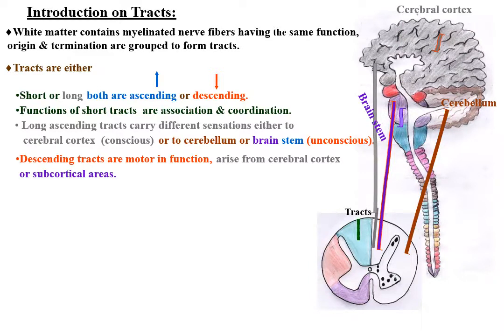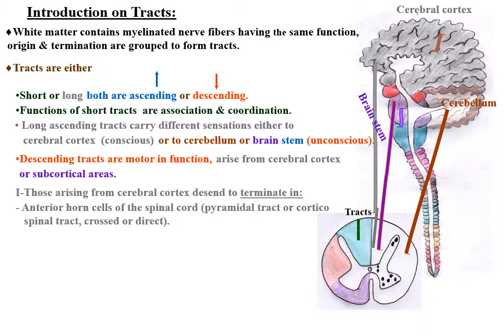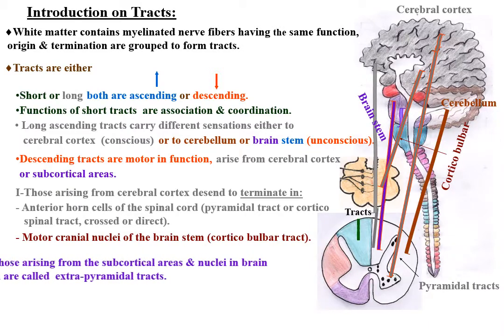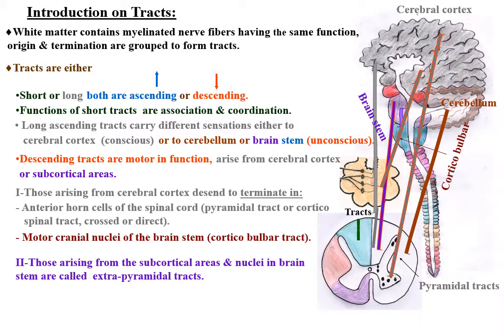Those arising from the cerebral cortex descend to terminate in anterior horn cells of the spinal cord, the pyramidal tracts, either crossed or direct, or in motor cranial nuclei in the brain stem, the corticobulbar tracts. Those arising from the subcortical areas and nuclei in the brain stem are called extrapyramidal tracts.